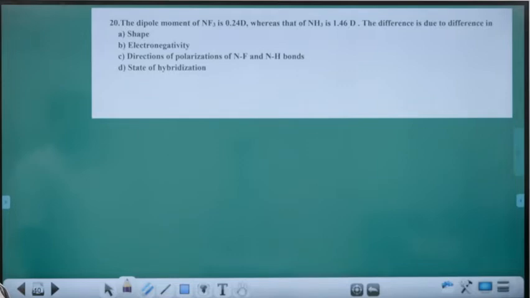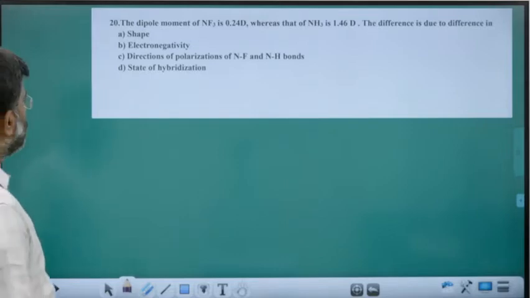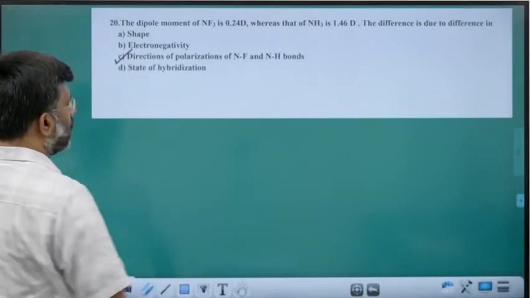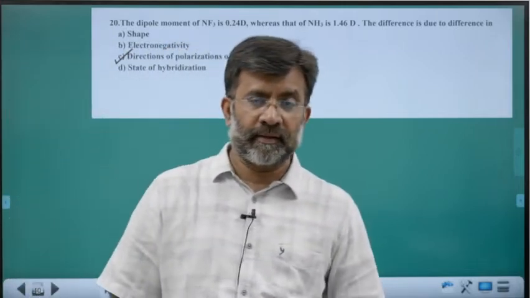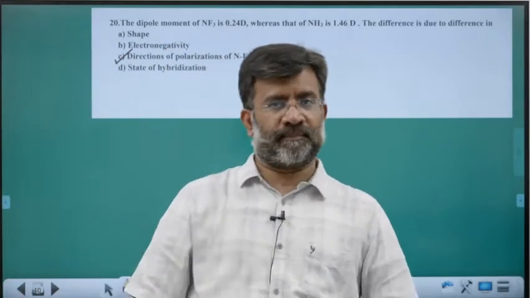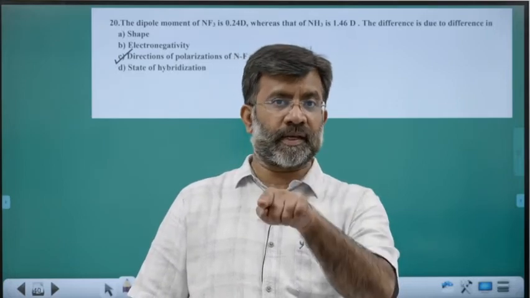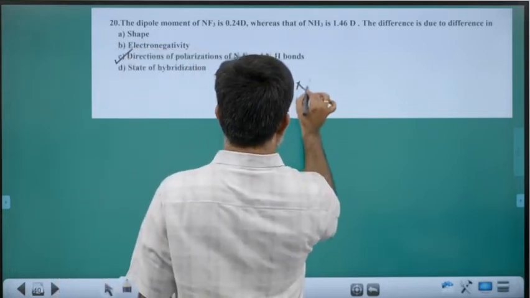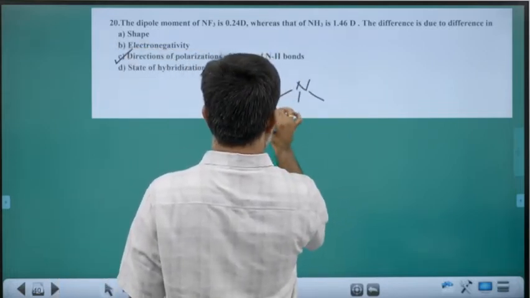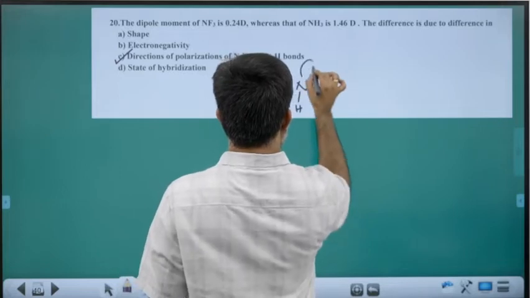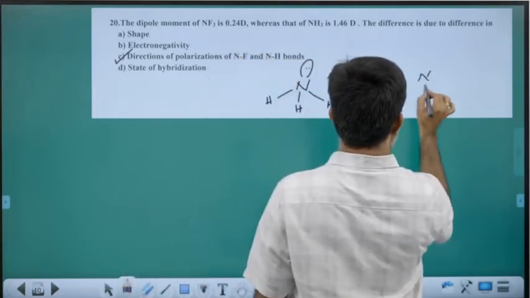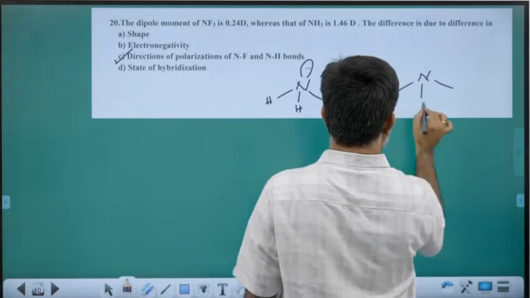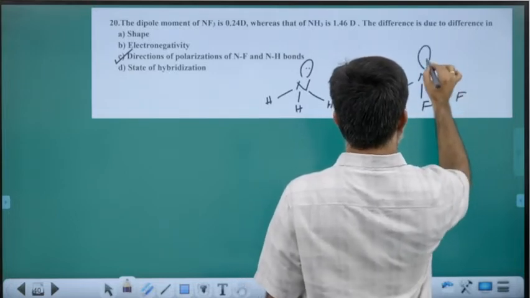Dipole moment of NF3 is 0.24, ammonia 1.46. The difference is due to the difference in the direction of polarization. In NF3, the polarity is towards fluorine. And in NH3, the polarity is towards nitrogen. So that makes a difference. So in NH3 there is a lone pair, and in NF3 also, it is clearly explained in the textbook.